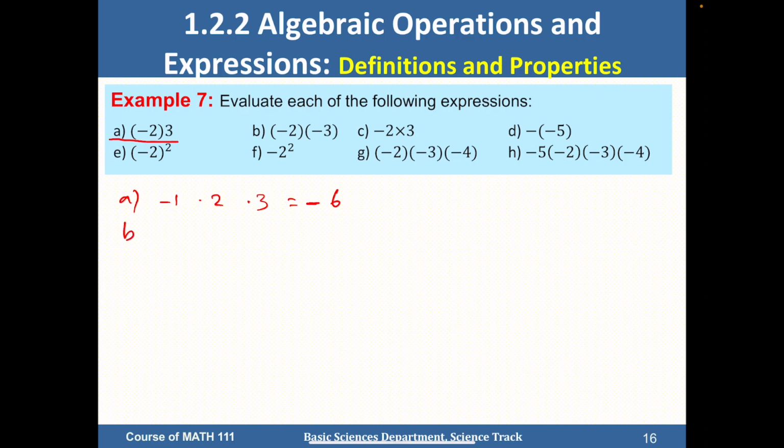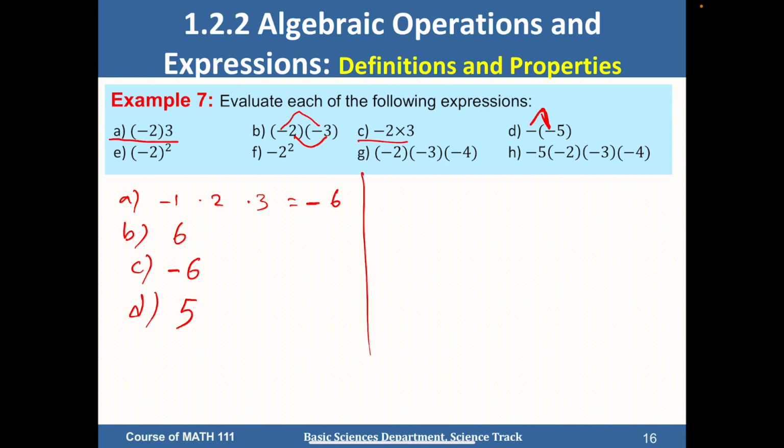And in B, same thing. I will multiply the negative with the negative, I will get positive. And then 2 with the 3 equals 6. C, I will multiply the numbers together, so 2 times 3 is 6, and then I'll put the negative as it is. Then D, the negative times the negative is positive, so I don't have to write positive. Then I put the number.